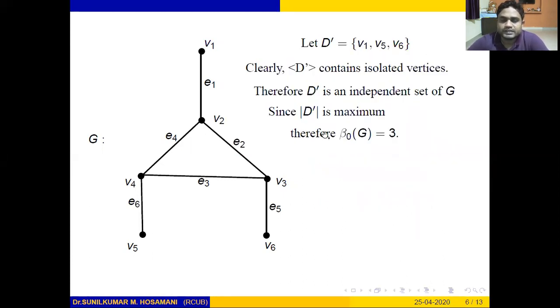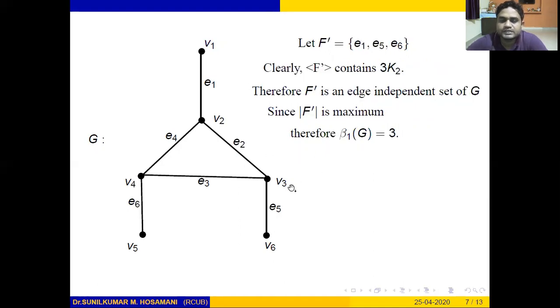Now look at independent set. So in this graph, we are taking V1, V6 and V5. Clearly V1, V5, V6 form an independent set because all are non-adjacent vertices. If I take the induced subgraph of this, clearly I will get isolated vertices. V1, V6 and V5 are isolated vertices in the induced D prime. Further, you cannot get any independent set of cardinality greater than 3 here, because 3 is the maximum. Therefore, beta naught of this graph is 3.